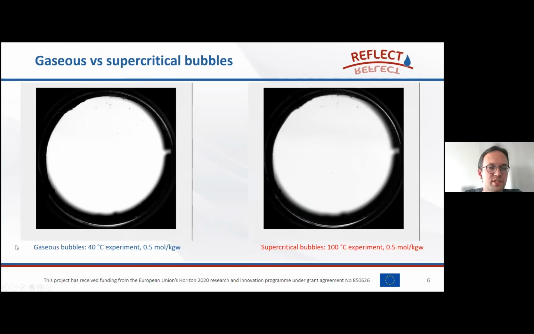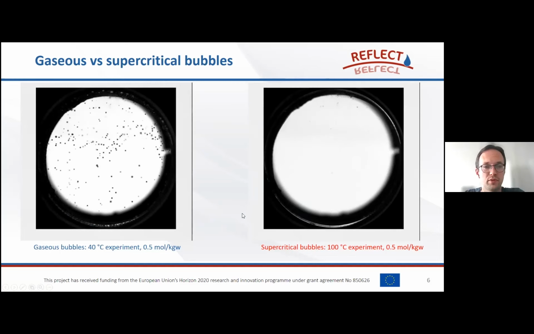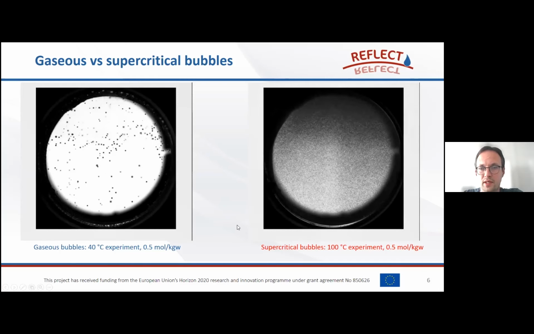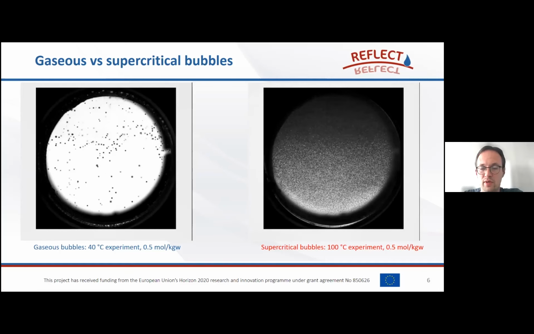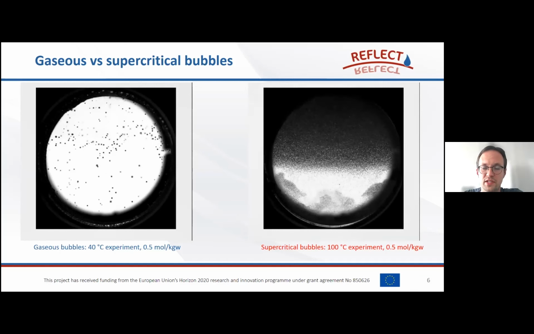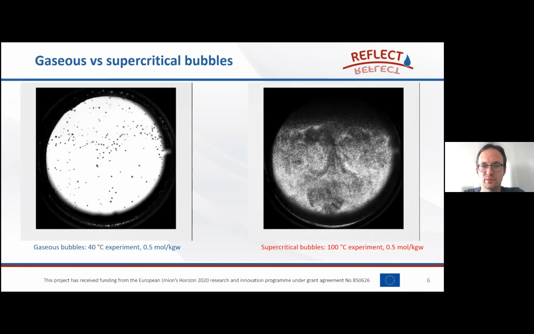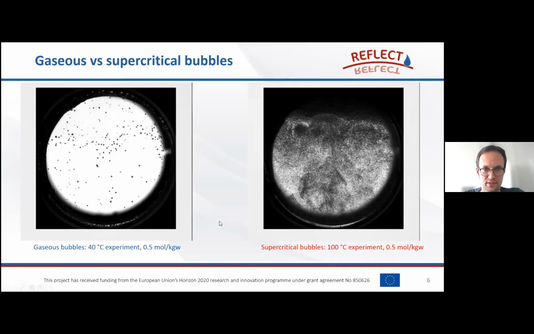So one thing of note is that for some of these experiments, we had bubbles forming in their gaseous phase. So for instance, this is what we get for our 40 degrees experiments. And this is essentially what you get when you open a bottle of sparkling water. But at higher temperatures, you already get bubbles forming at much higher pressure, and that while they are still in a supercritical phase. And we can clearly see a distinct difference in terms of the structure of these bubbles. So the kinetics are much different between the gaseous and supercritical bubbles.